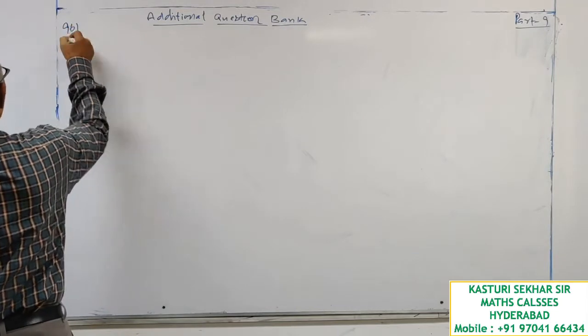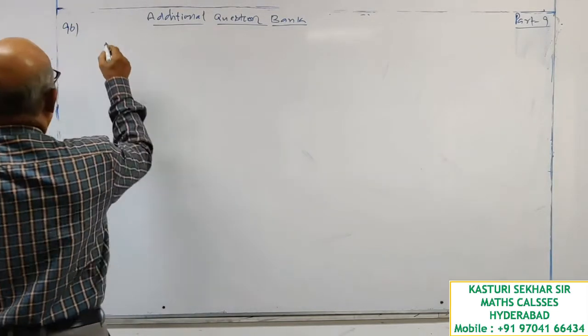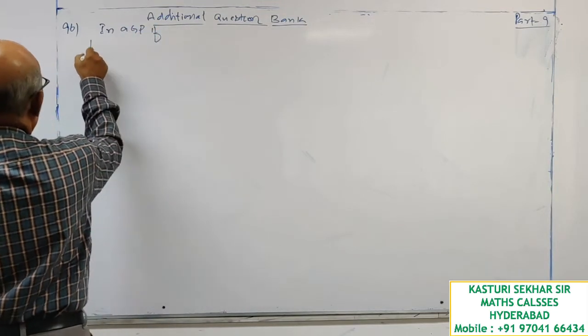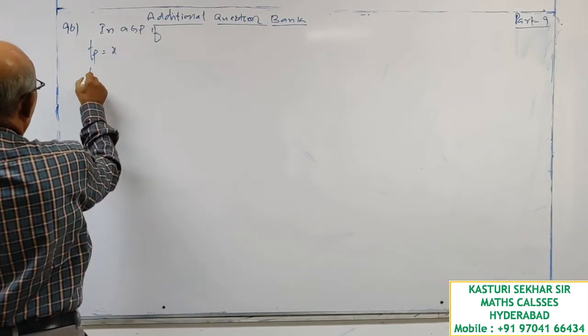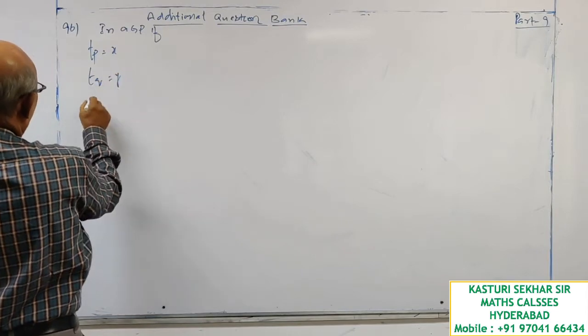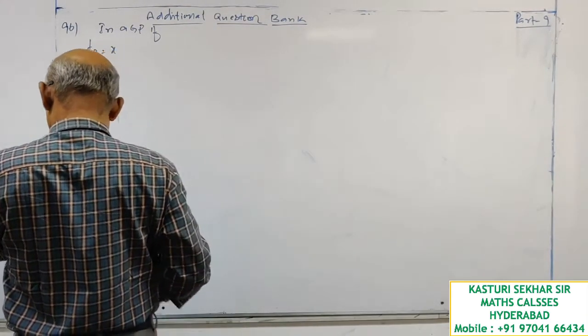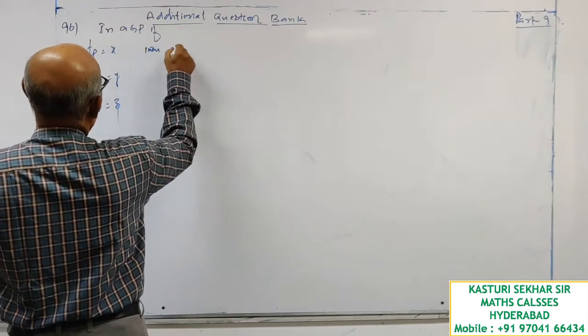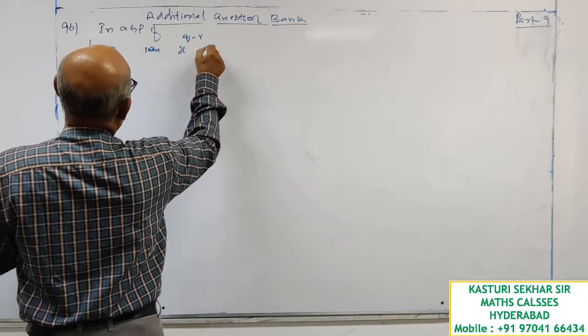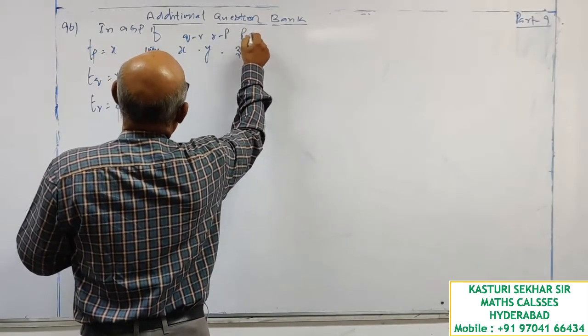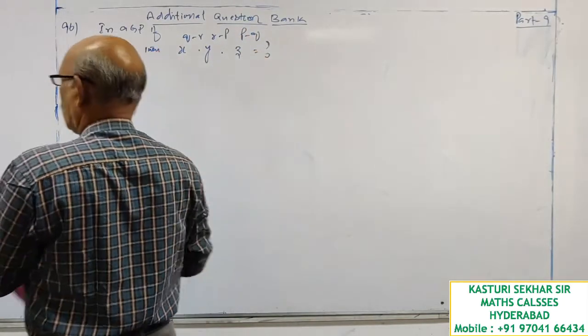Question number 96. In a GP, if Tp is equal to x, Tq is equal to y, Tr is equal to z, then x to the power q minus r, y to the power r minus p, z to the power p minus q is?